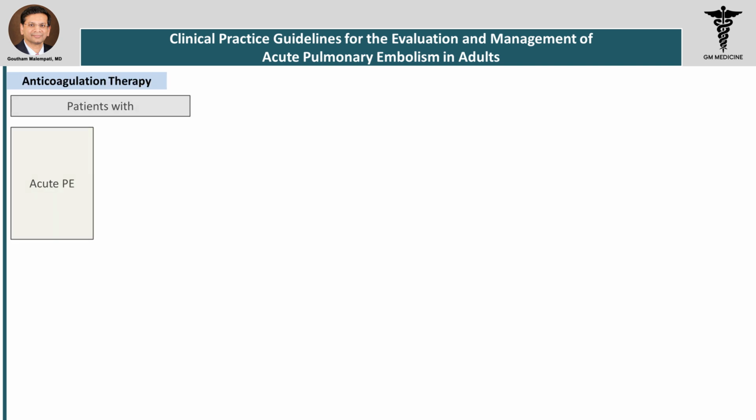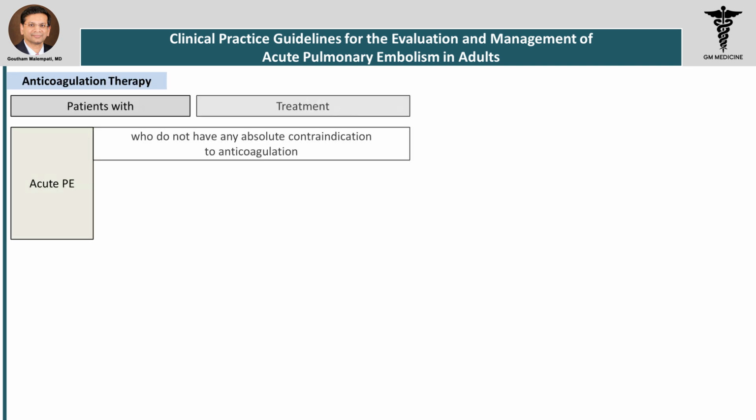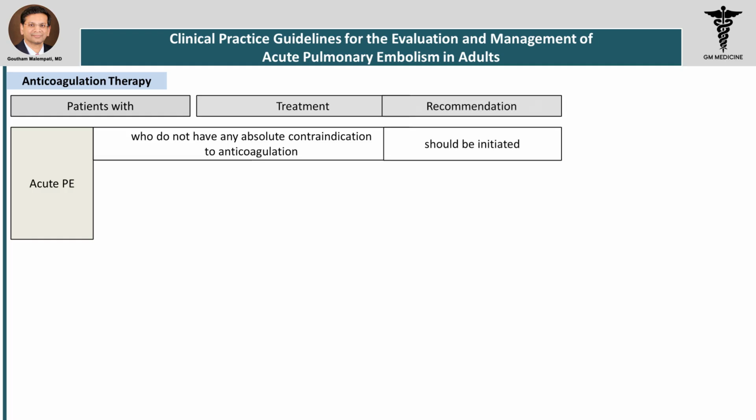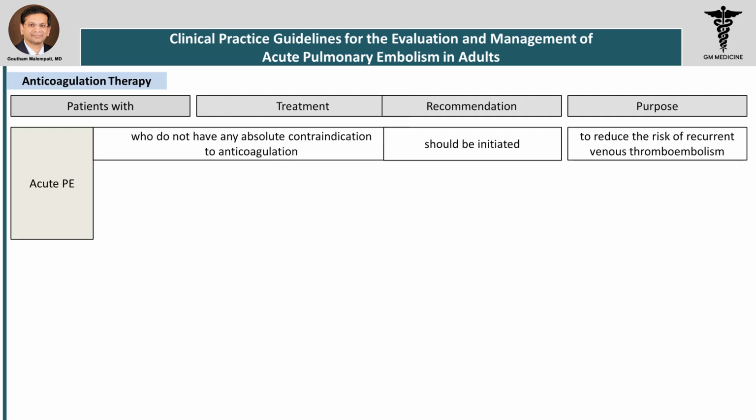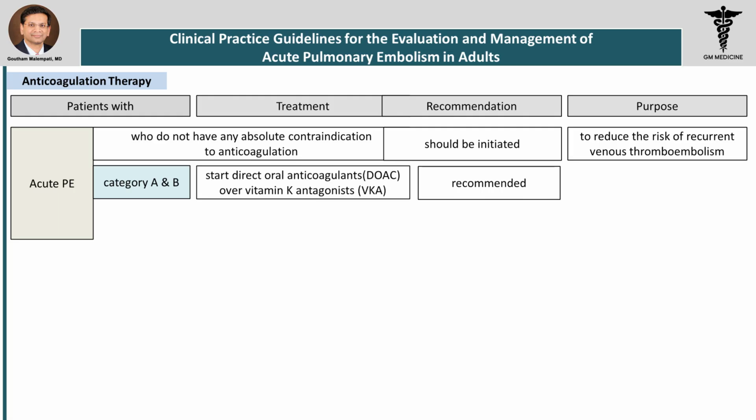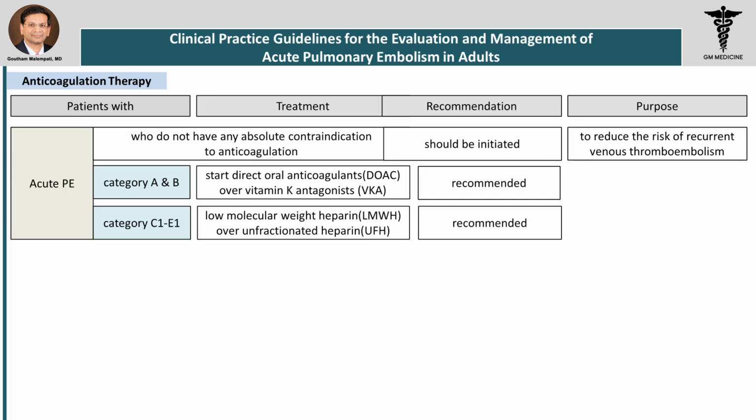Anticoagulation therapy. In patients with acute pulmonary embolism who do not have any absolute contraindication to anticoagulation, it should be initiated to reduce the risk of recurrent venous thromboembolism. In patients with acute pulmonary embolism category A and B, it is recommended to start direct oral anticoagulants over vitamin K antagonists. In patients with acute pulmonary embolism category C1 through E1, low molecular weight heparin is recommended over unfractionated heparin.